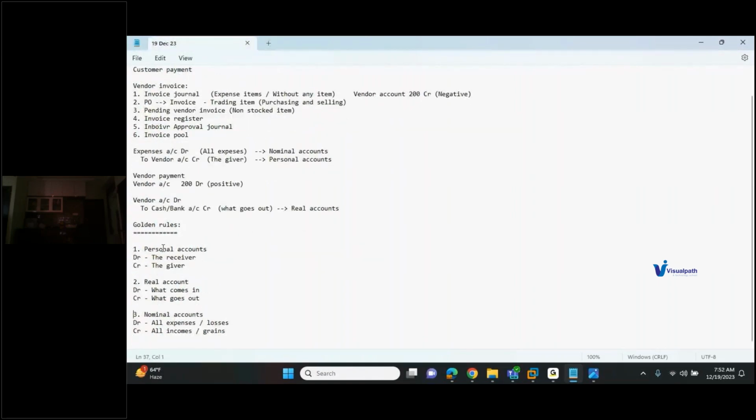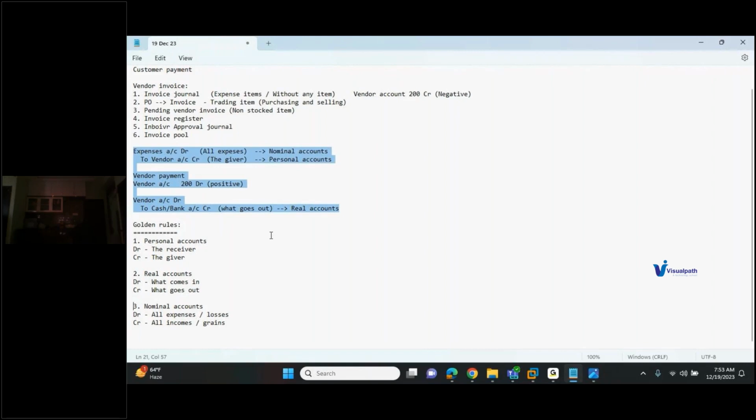Okay? So these are the three golden rules. One is personal accounts, next real accounts, and then nominal accounts. These three golden rules are applied here. Expenses account debit to vendor account credit at the time of invoice, because vendor account credit means negative value. The giver. And all expenses or losses, it is debit.